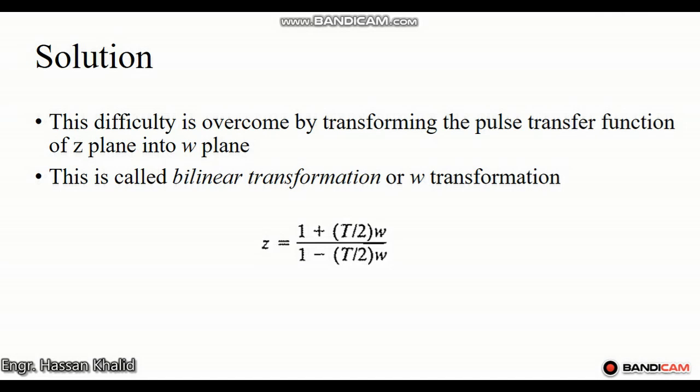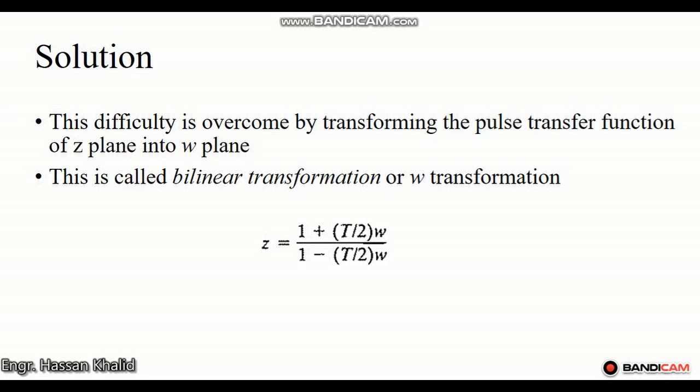Now this difficulty has been overcome by introducing another plane that is known as the omega plane and transforming the Z plane into the omega plane. This is called the bilinear transformation or omega transformation. Now this bilinear transformation has already been discussed in the class in section 4.3, where we were checking the stability analysis by using the bilinear transformation and the Routh table.